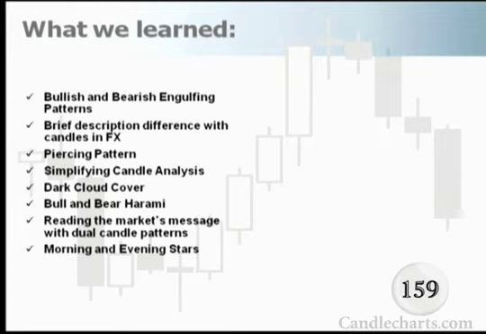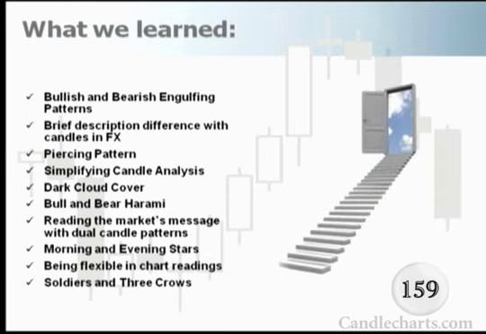Morning star, the market's moving down, and the small real body showing us the bears are losing momentum, and then a white candle that gets deeply into the black, the bulls have taken over. Flip side for the evening star. And then being flexible, chill out with candlestick readings. And then we also looked at soldiers and three crows. Okay, the three advancing soldiers, three black crows. Downside is by the time you get the signal, there's not really much you could do with those particular candlestick signals.